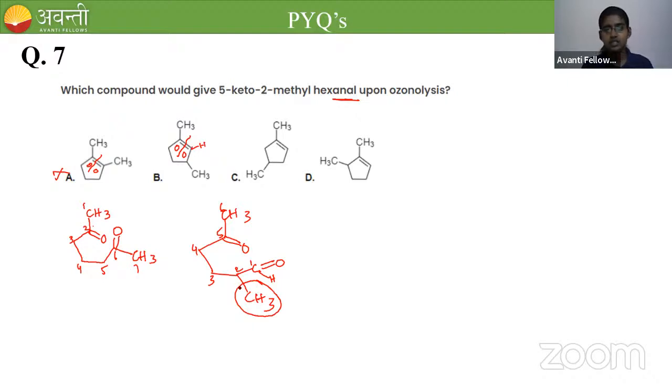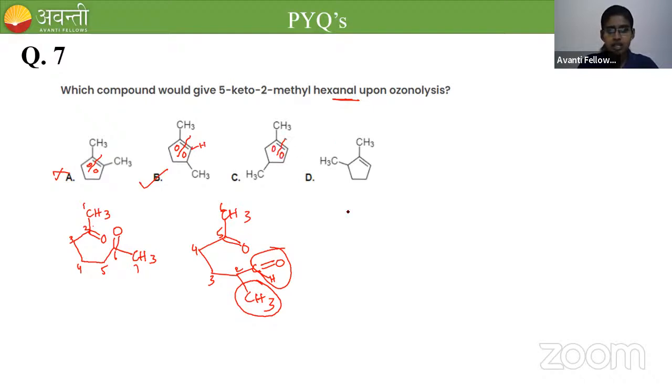So in the parent chain, we are having 6 carbons, and on the second carbon we are having a CH3 group, and on the fifth carbon we are having the ketone group. So it is 5-keto, 2-methyl, hexane, al. Since this is the aldehyde, it is hexanal: 5-keto, 2-methyl hexanal. So option B is the correct answer for this question. Got it?